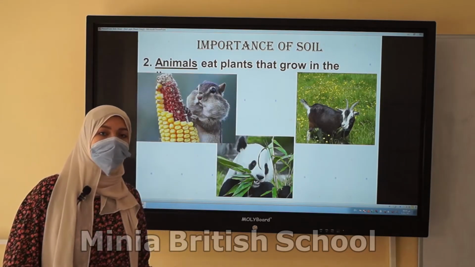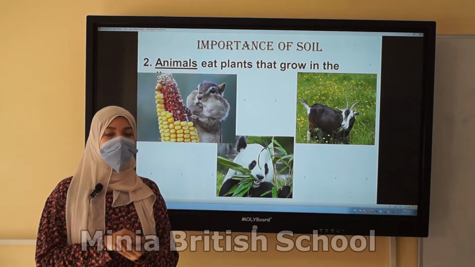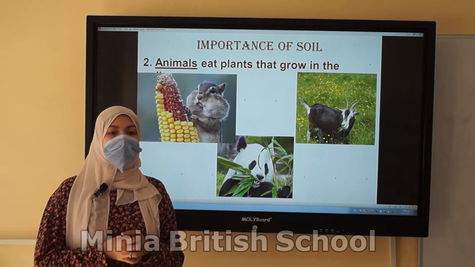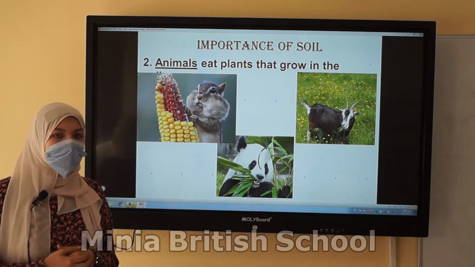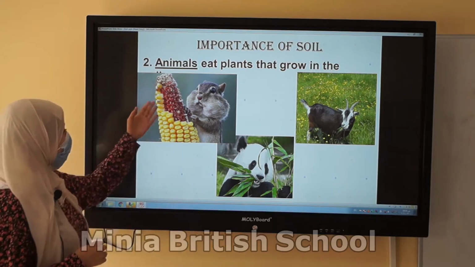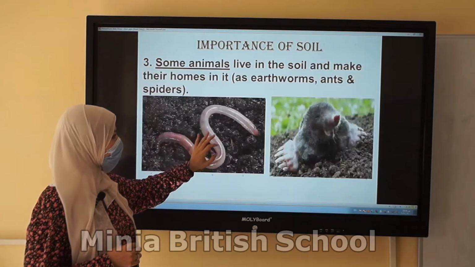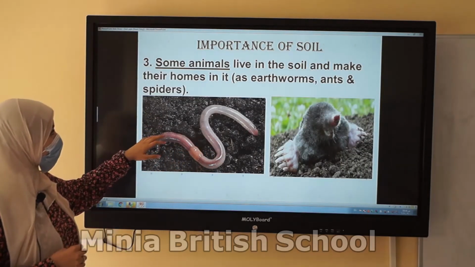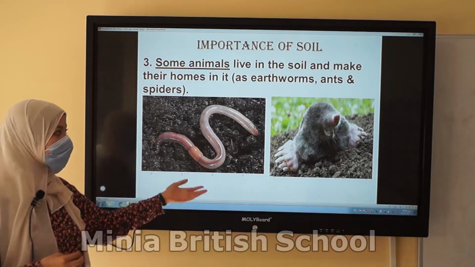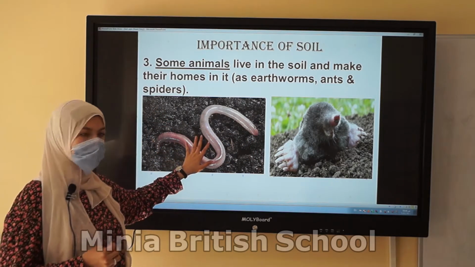It's very important also to the animals. Why? Some animals feed on plants, like what? Sheep, cows, and also humans. And some animals make their homes in the soil. So the importance of soil: animals eat plants and grow. But some animals live in the soil and make their homes in it, like what? Like earthworms, ants, and spiders, as we know.